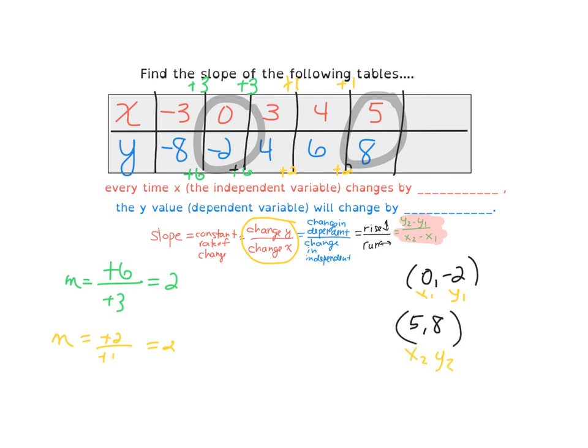And then if we plug it into the formula, our slope, y2 is 8, y1 is -2, and then on the bottom we take x2, which was 5, and we subtract x1, which was 0. So then on top we're left with 10, after we change that, over 5, which is 2. So no matter how I do it, I can clearly see that the slope outlined in this table was 2.